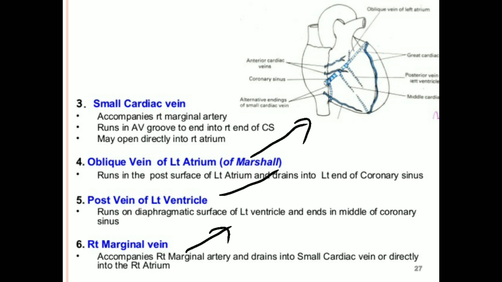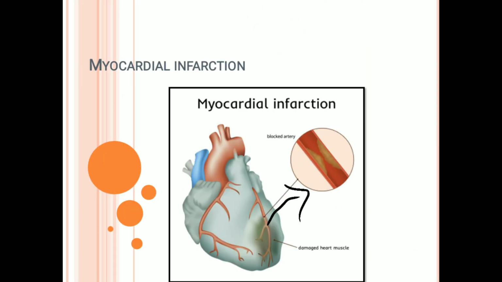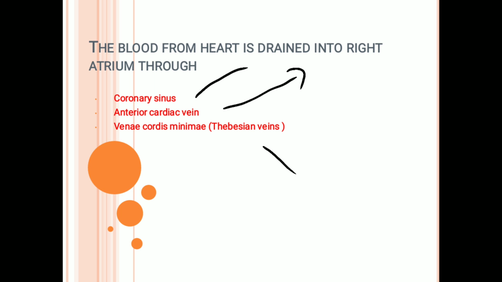The posterior vein of the left ventricle runs on the diaphragmatic surface of the left ventricle and ends in the middle of the coronary sinus. The right marginal vein accompanies the right marginal artery and drains into the small cardiac vein or directly into the right atrium. So these are the veins of the venous drainage of the heart.